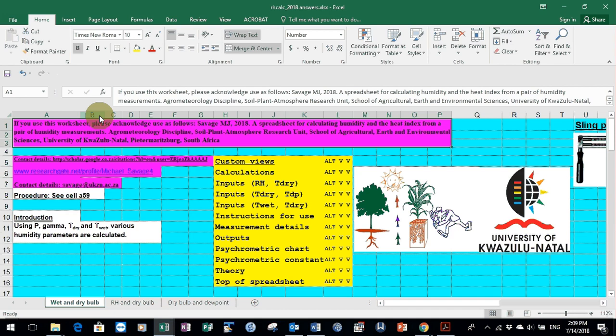Welcome to RHCALC. This is a spreadsheet for calculating humidity and the heat index from a pair of humidity measurements. The pair of measurements could be, for example, wet and dry bulb shown in this worksheet, or relative humidity and dry bulb, which commonly would come from a data logger shown in this worksheet, or dry bulb and dew point temperatures, also commonly from a data logger in this worksheet.